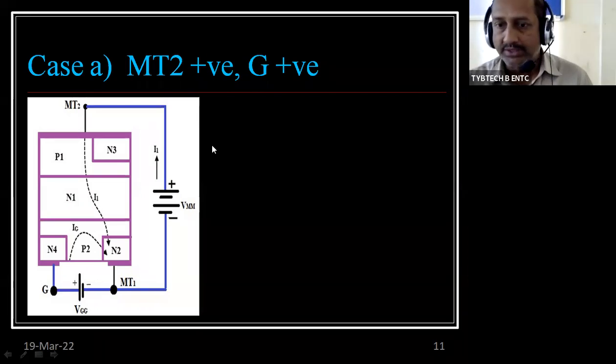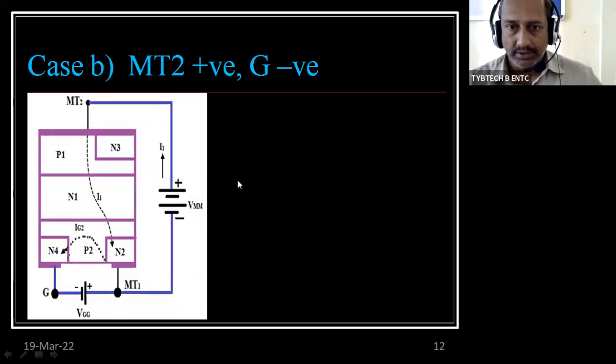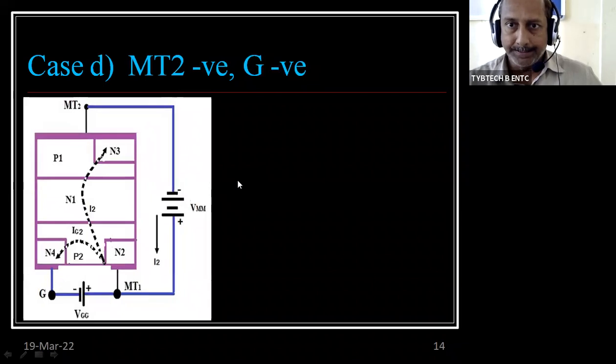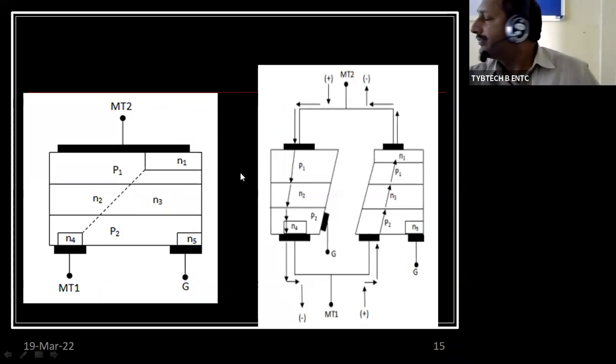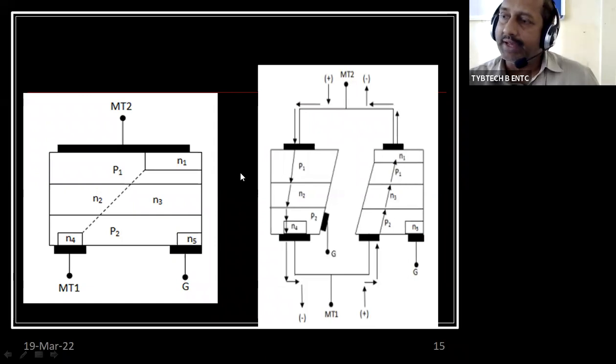In the next session we will see the waveforms, how it actually works when you give the gate current at a practical level. The 4 modes we have gone through. I have added one additional slide here so that you can observe the same 4 modes we saw in the last session.